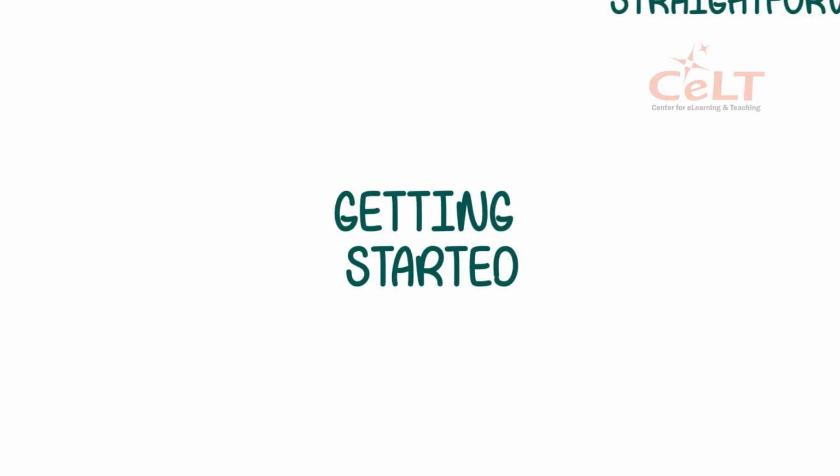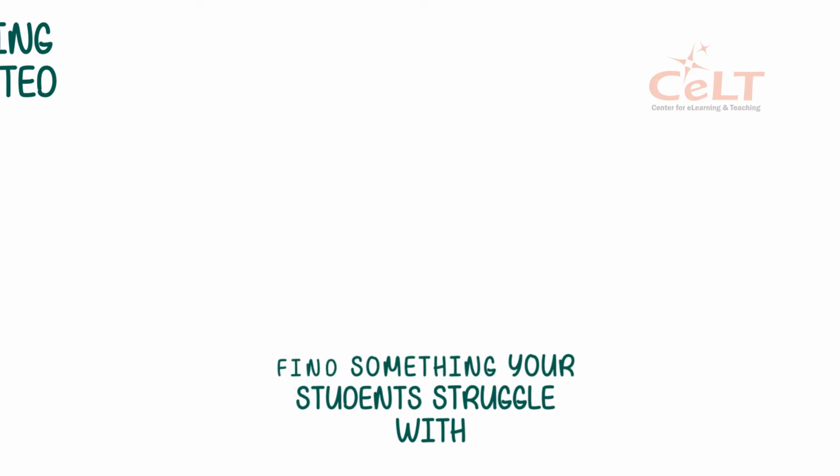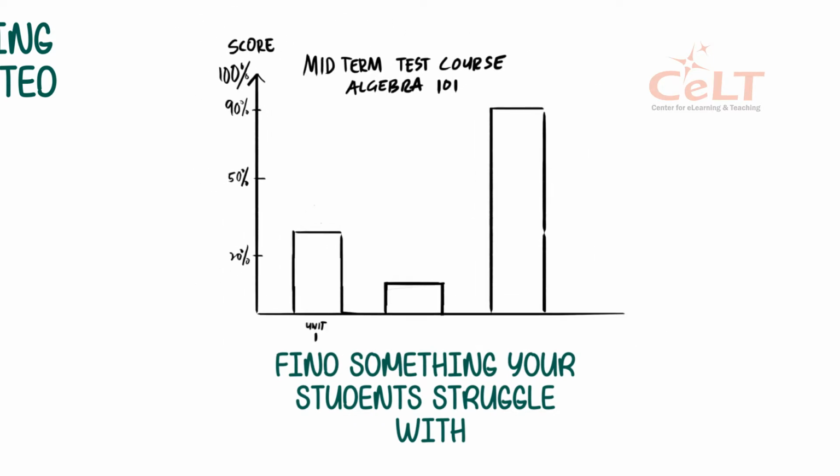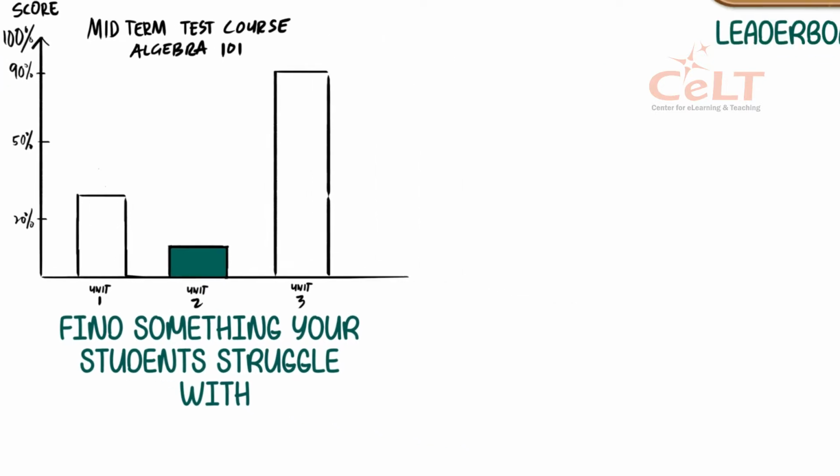Okay, so how do you get started? One tip would be to find something that your students struggle with. That would be your first gamified lesson. What is the learning outcome that should be achieved? So, step 1 would be to clarify the learning outcome.